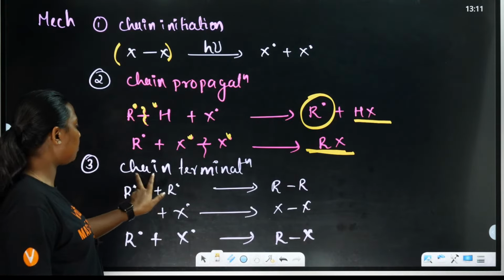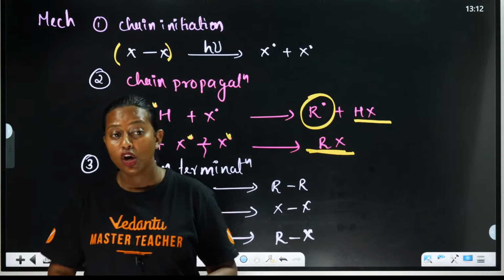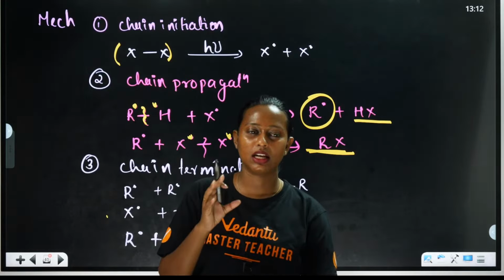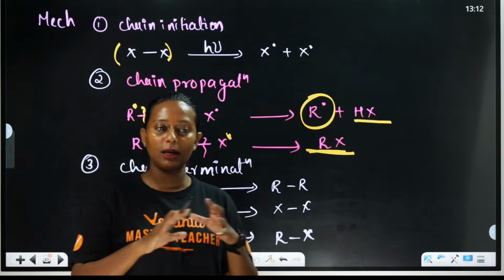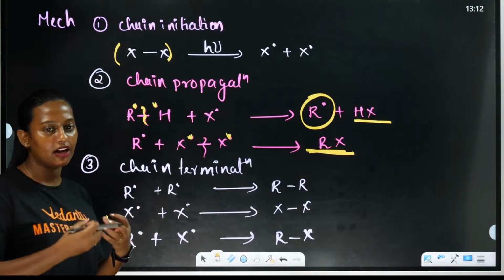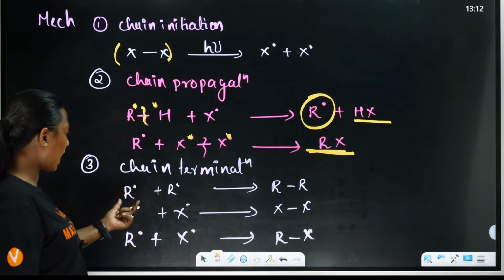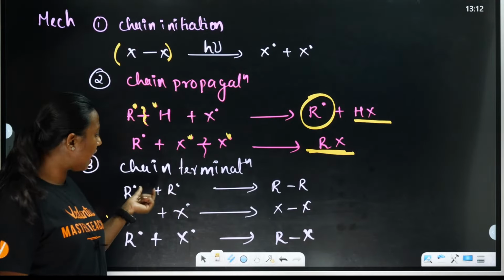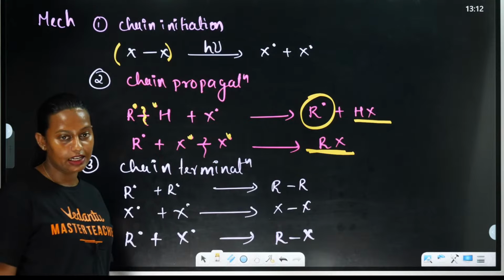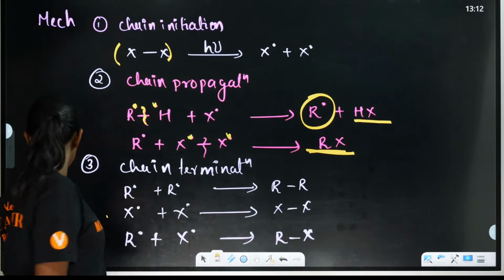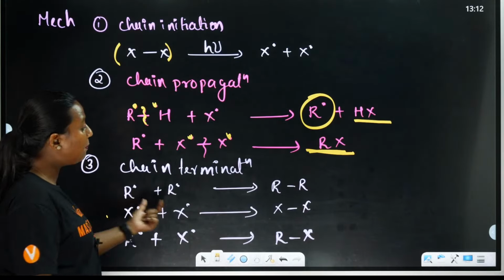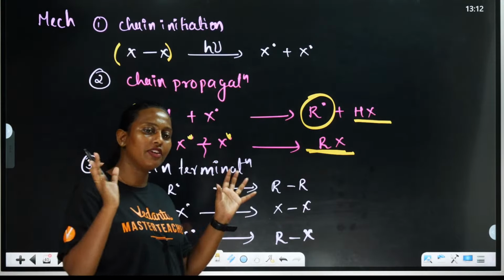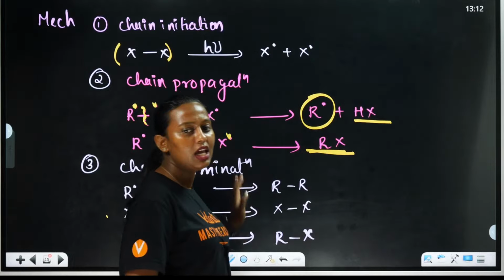Next, the termination step. What is the termination step? Almost all the reactions have happened, and only some reactants are left. For example, two alkyl radicals combine to form an alkane, and halogen free radicals combine to form X2. In the last step, all free radicals combine and form a stable molecule.